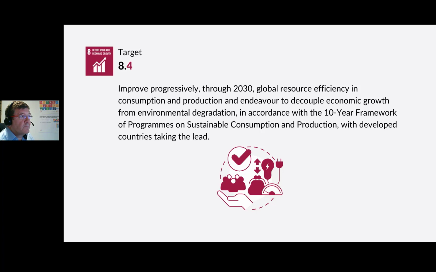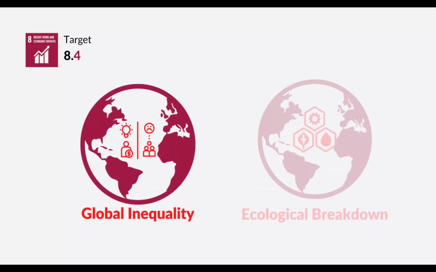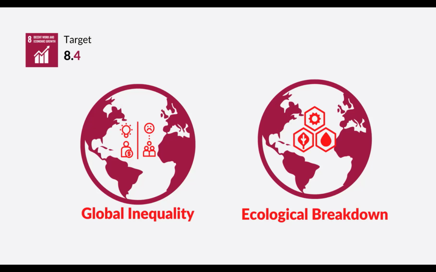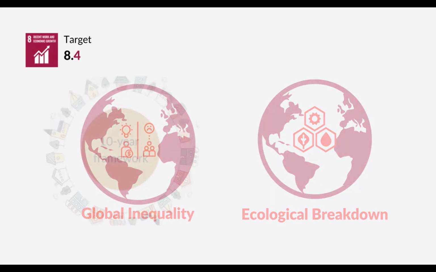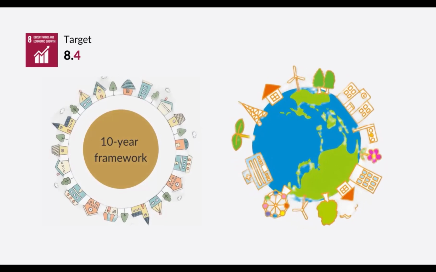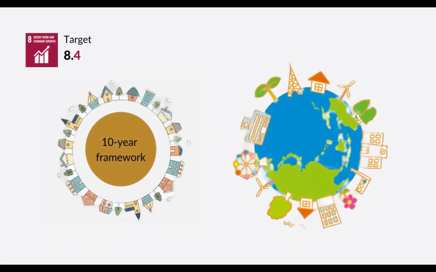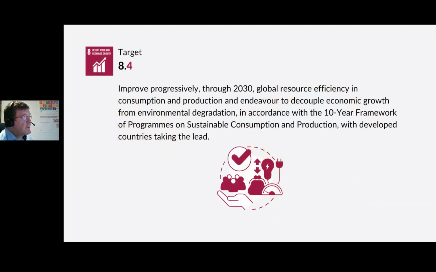Target 8.4. Improve progressively through 2030 global resource efficiency in consumption and production, and endeavour to decouple economic growth from environmental degradation, as we spoke about before, in accordance with the 10-year framework of programs on sustainable consumption and production, with developed countries taking the lead. If you think back to Unit 1, where we looked at the impact of our economically driven world, the linear economy and global overshoot day, we can see the need to increase GDP, but of course, we cannot do this with an environmental cost. So that's something we have to be very careful about.